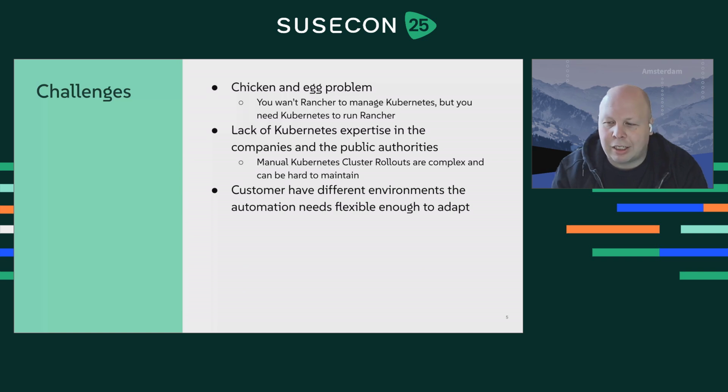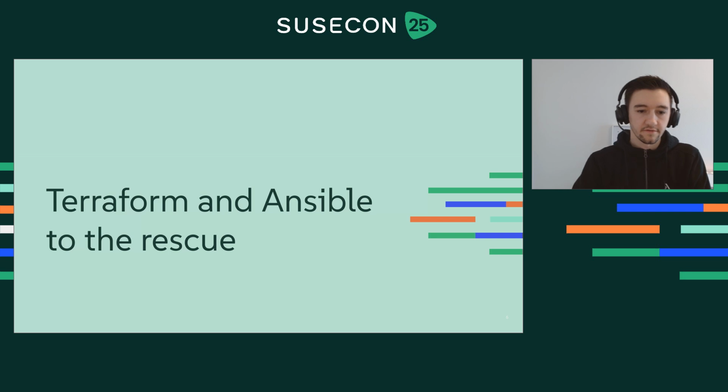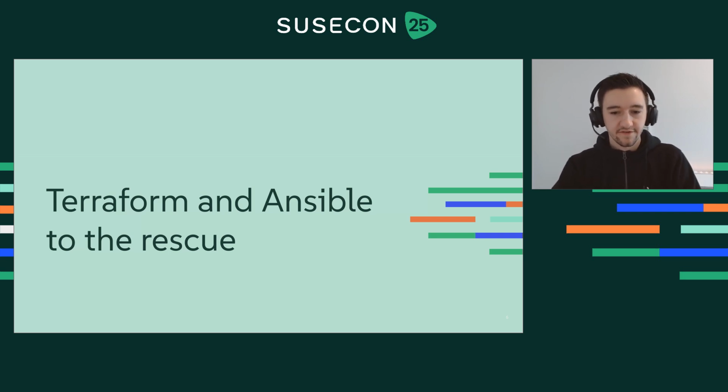For us, on the other hand, as an open source company who supports customers in deploying SUSE Rancher Prime and managing their clusters, we have to keep in mind that a lot of customers have different environments. They have different proxies, different firewalls, different hyperscalers, different network topologies. All these are things we have to keep in mind when we want to automate, so that we can easily adapt to the different environments. So that's where Terraform and Ansible come to the rescue.